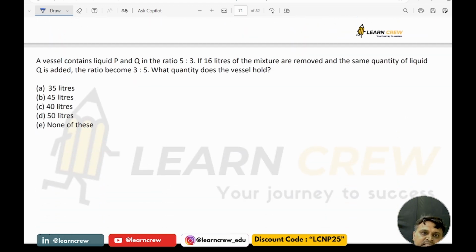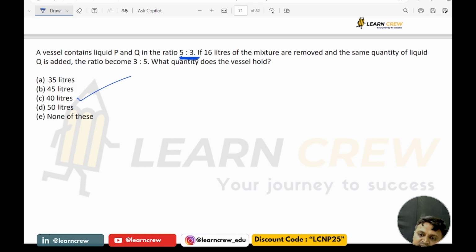A vessel contains liquid P and Q in the ratio 3 is to 5. If 16 liters of mixture is removed and the same quantity of Q is added, the ratio becomes 3 is to 5. Then what quantity does the vessel hold? The answer must be a multiple of 8. Multiple of 8 is there only one here, option 40. So I can blindly take 40 as the answer. Next.